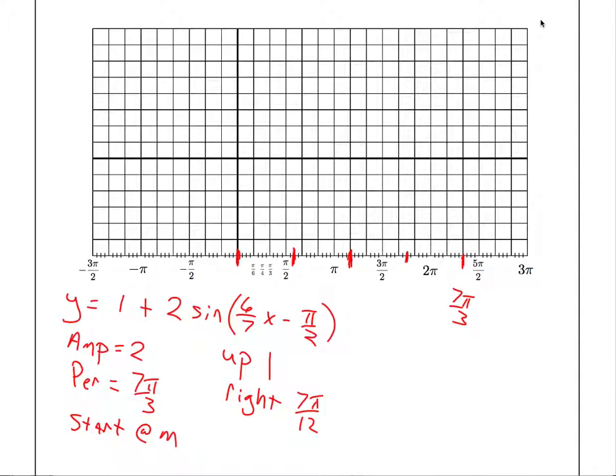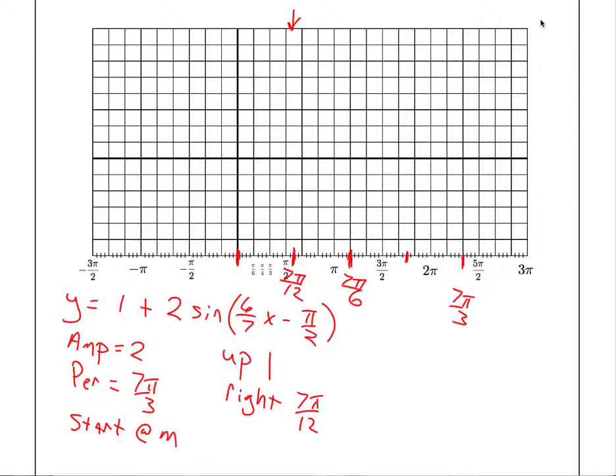So 7 pi over 12 has to be one of these bottom marks right down here. So how do I find it? Double the denominator. So if I double the denominator, that means this is 7 pi over 6. If I double the denominator again, that means this is 7 pi over 12. So there it is. Now I want to mark my new start, and I need to mark my new top, bottom, and middle. So where does my new start need to be? At 7 pi over 12. So there's my new start.